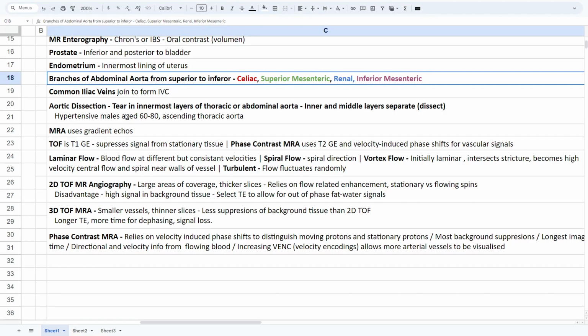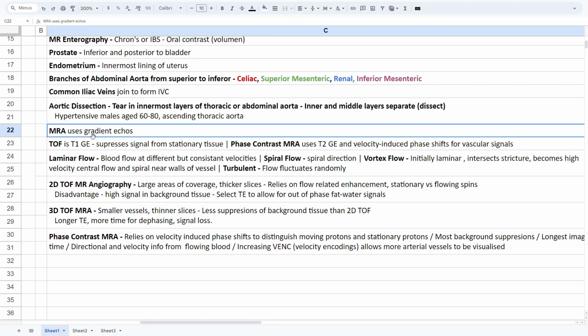An aortic dissection is a tear in the innermost layer of the thoracic or abdominal aorta. These inner and middle layers separate, or dissect. Most common in hypertensive males aged 60 to 80, in the ascending thoracic aorta.